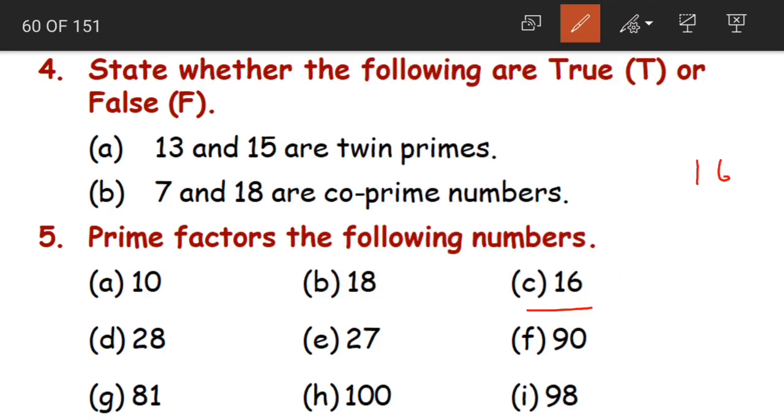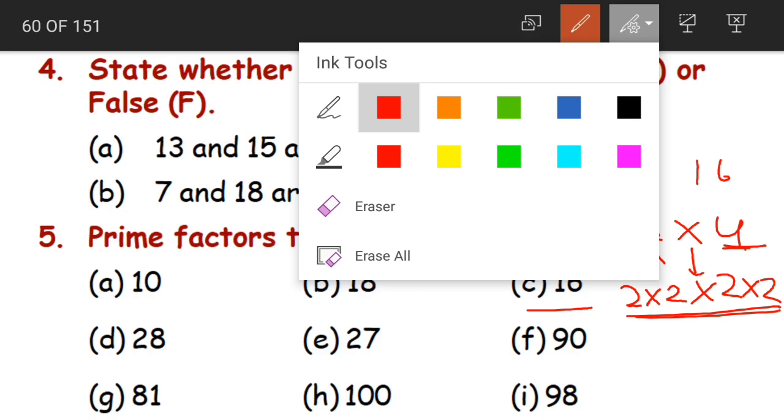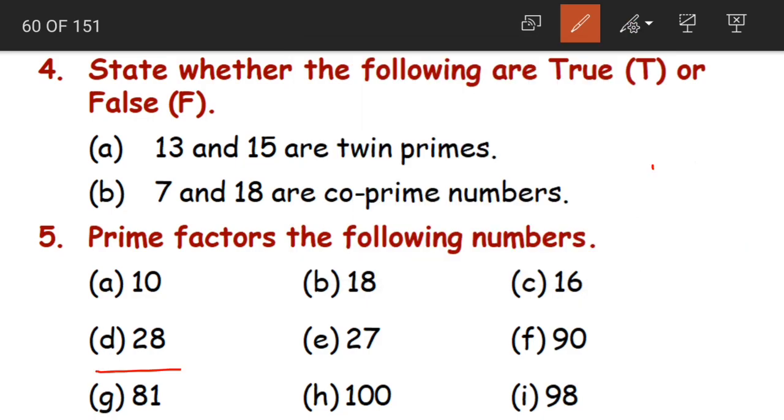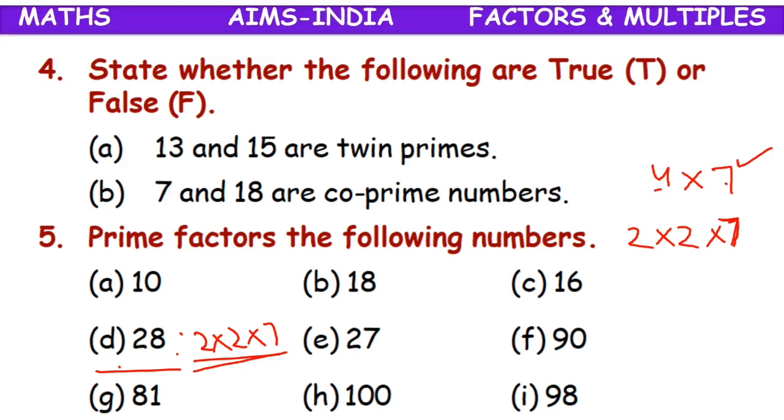Next 16. 16 can be written as 4 4s are 16. Now both are composite numbers. 4 can be written as 2 into 2. Again 4 can be written as 2 into 2. So this will be our prime factorization. Next 28. 4 7s are 28. 4 is a composite number. It can be written as 2 into 2. 7 is a prime number, so let us write 7 as it is. So 2 into 2 into 7 is the prime factorization of 28, children.